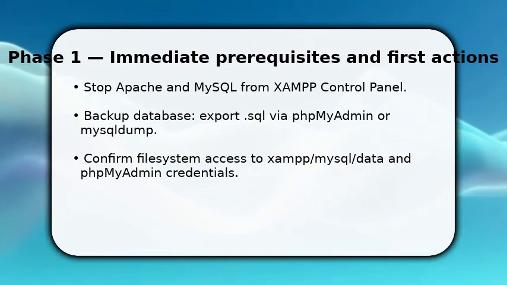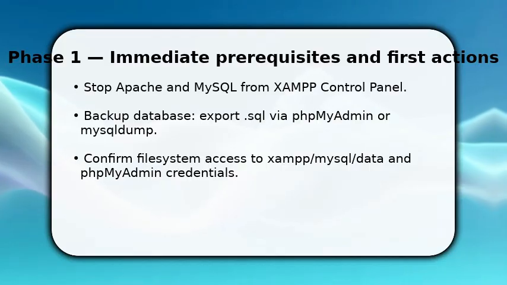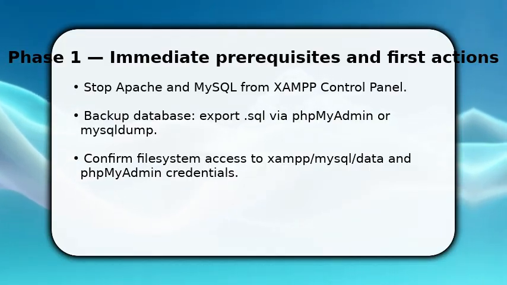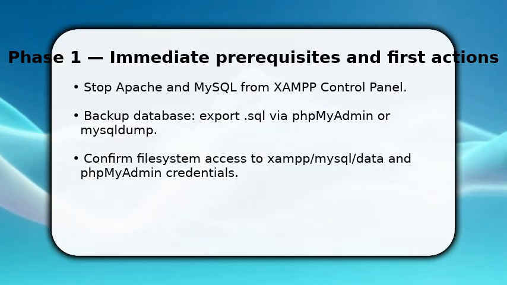You begin by stopping services so files don't change. Open XAMPP control panel and stop Apache and MySQL. Once stopped, make a full backup. Export the database with phpMyAdmin or run mysqldump because deletions are permanent.